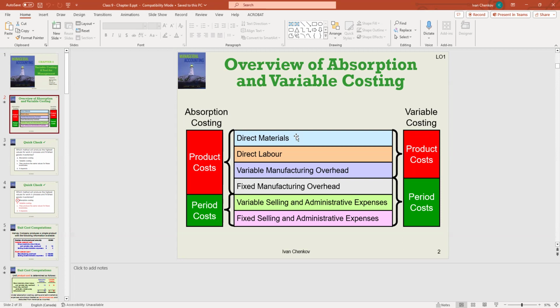So direct material, variable cost, part of our product cost under the variable costing here. Direct labor, variable cost, part of the variable costing for our product cost. Variable manufacturing overhead, variable cost, part of the product under the variable costing. Fixed manufacturing overhead, not variable cost, expense.